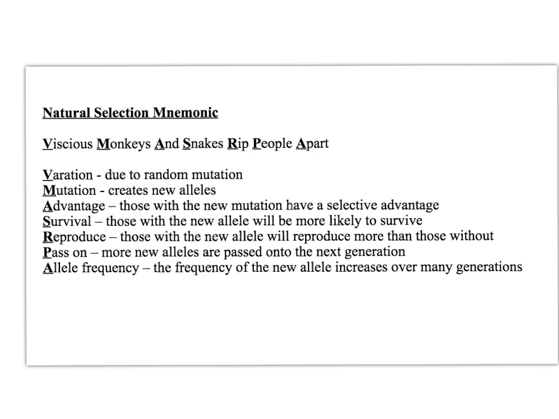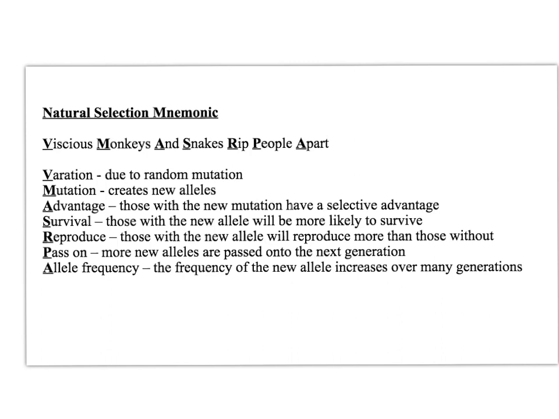Advantage, those with the new mutation have a selective advantage. Survival, those with the new allele will be more likely to survive. As a result of that, they'll be more likely to reproduce, and they will pass on more of those new alleles to the next generation. So the allele frequency of the new alleles increases over many generations.